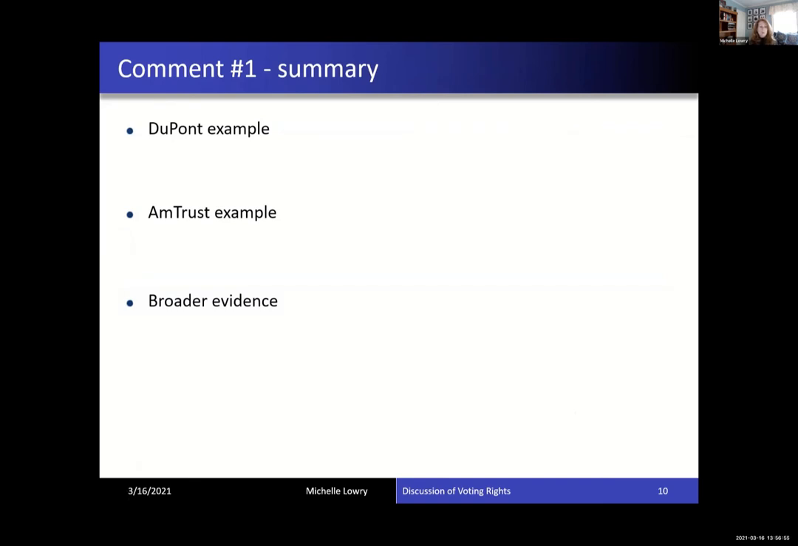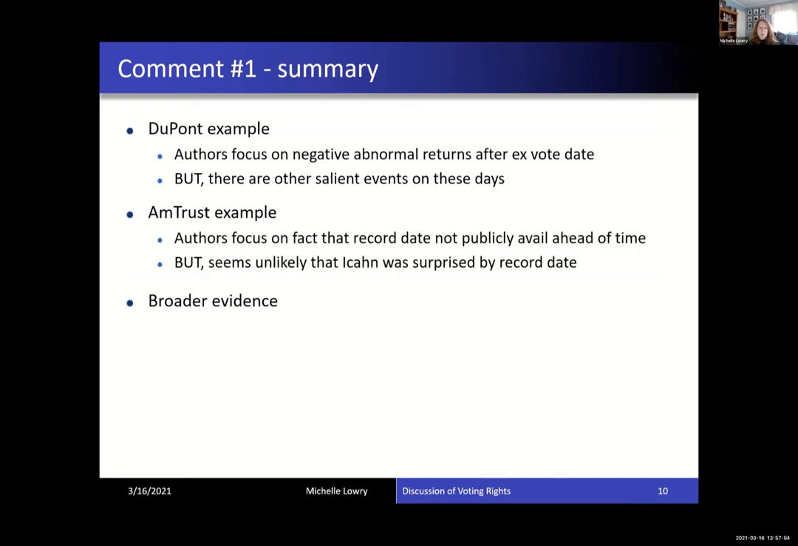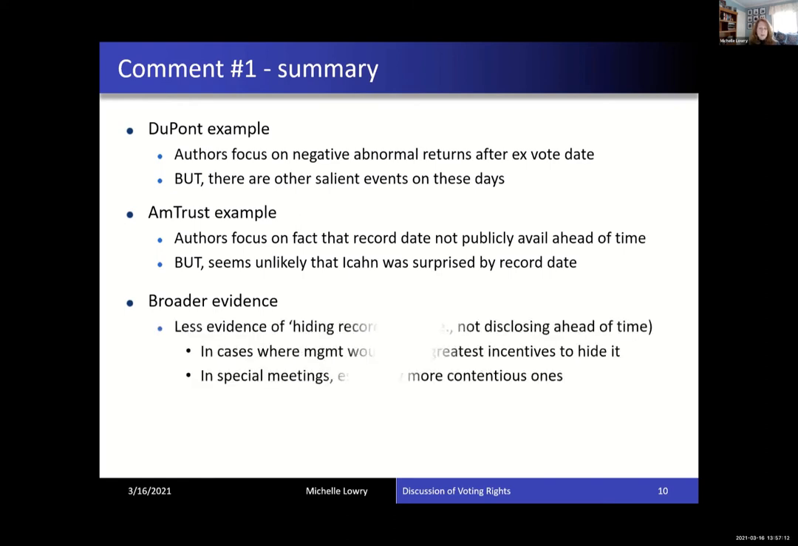Okay, so in summary, my first comment, the DuPont example: the authors focus on these negative abnormal returns after the ex-vote date, but there's a lot of other stuff going on at that same time. The AmTrust example: the authors focus on the fact that the record date was not publicly available ahead of time, but it seems unlikely that Icahn was really surprised by that.